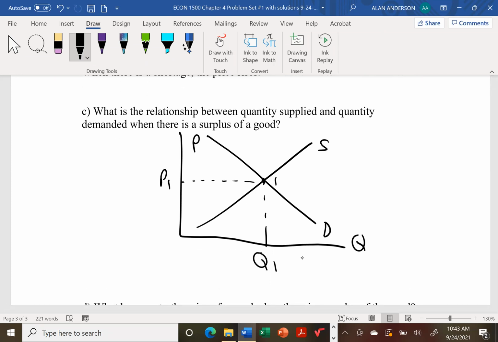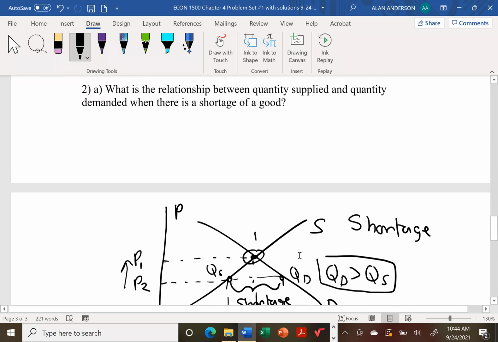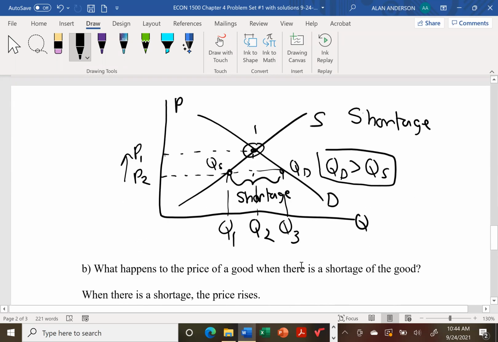But the price is up here somewhere. Let's call that P2, and I guess we could call this Q1 and Q3. Wait a minute, what did I do up here? Oh, wait a minute.